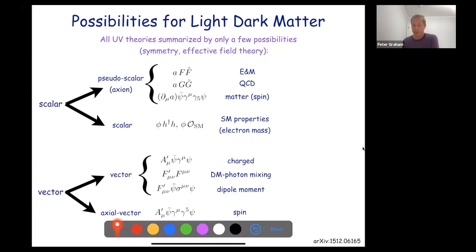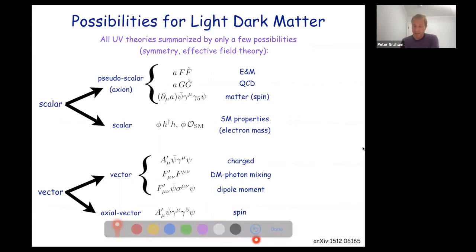And with a vector, actually, it's pretty similar. There are ones that couple to the spin. There are also ones that couple directly to electromagnetism. Here's a coupling of this new vector F prime, also labeled as A prime, directly to the field strength of electromagnetism, so directly to photons or electromagnetic fields. I'm going to talk about those in just a second.